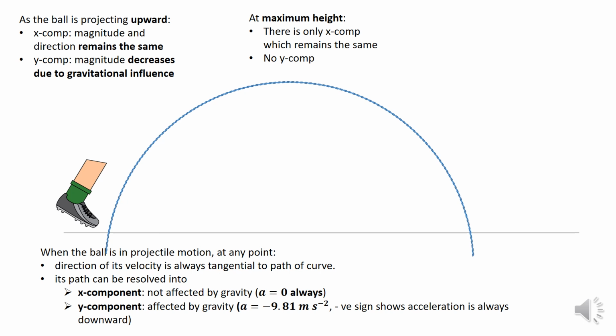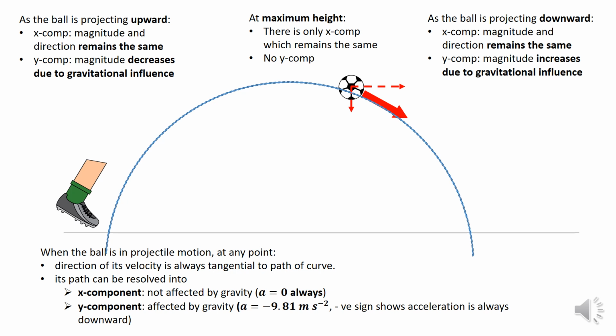When the ball then moves downwards, your x component, the magnitude and the direction, remains the same, but for the y component, the magnitude starts to increase due to the gravitational influence, because it is now pointing downwards in the same direction as your gravitational acceleration. So as the ball moves downward, the y component increases until it reaches the ground with the maximum magnitude for your y component. But the x component remains the same throughout the whole projectile motion. So this is your final velocity.